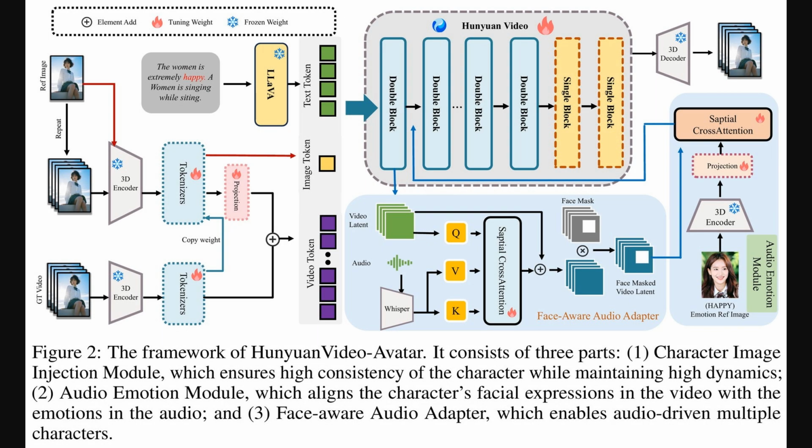Okay, so that gave us a great overview of the results. Now, this dives deeper into the actual architecture of HunyuanVideo-Avatar. We see the reference image being processed by a 3D encoder, which converts visual data into a model-friendly format. And its features are added to the video latent, that's the video's internal representation. This character image injection is key for consistency. Then, the face-aware audio adapter uses audio features and face masks, ensuring audio only drives the correct face, using spatial cross-attention, a mechanism for targeted data interaction. The Audio Emotion Module similarly injects emotional cues from a reference image.